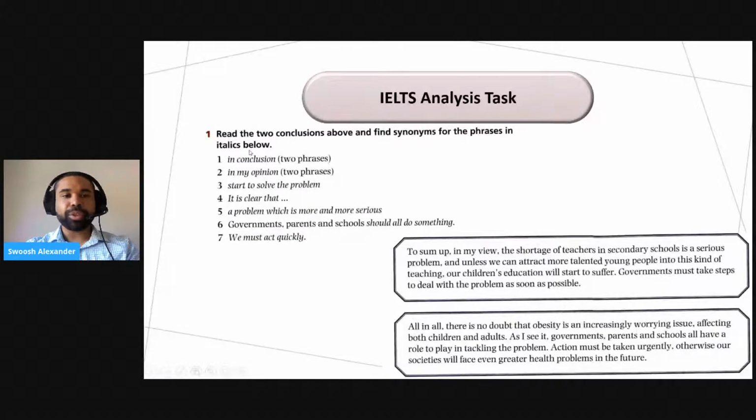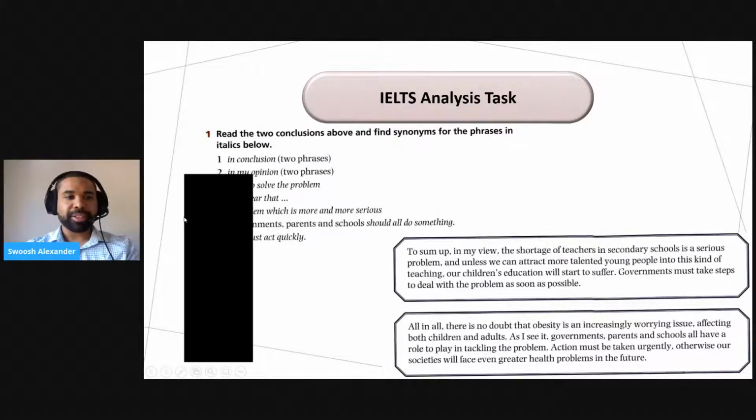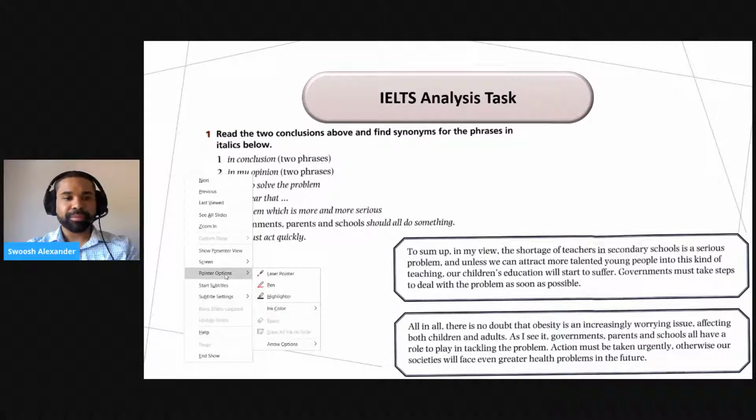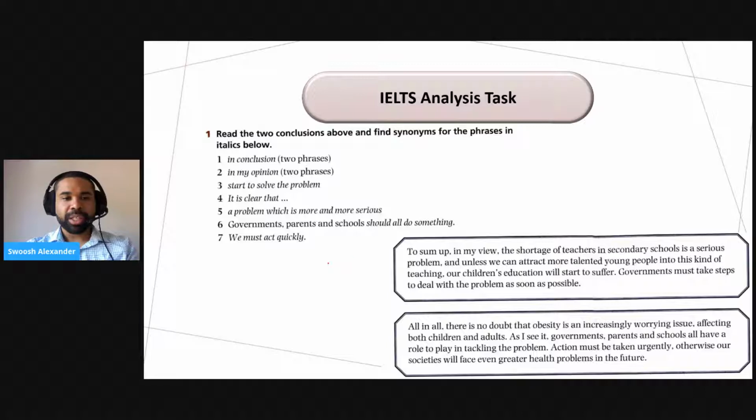So let's have a look then again at this task. First of all then, in conclusion, 2 phrases which have the meaning in conclusion. Does anyone have the answer to this question? Let me know if you do. Okay, so for this one then, in conclusion, we can find that those 2 phrases that we looked at before that began the paragraphs, these are paraphrases of that expression. So to sum up or all in all means in conclusion.